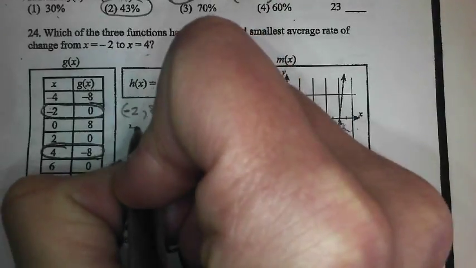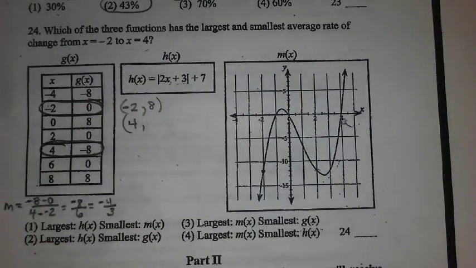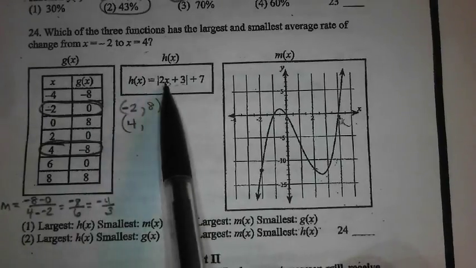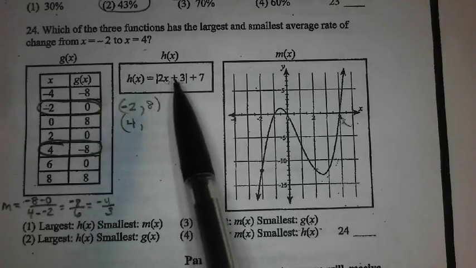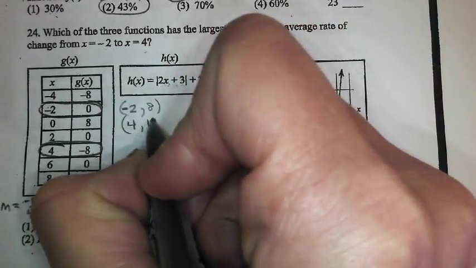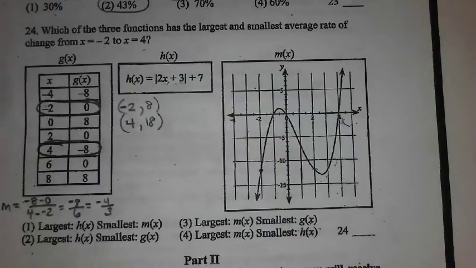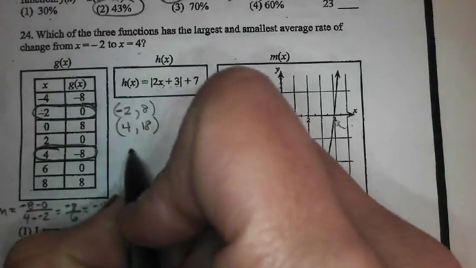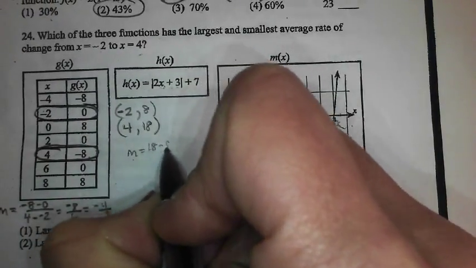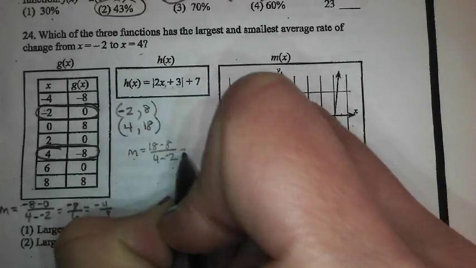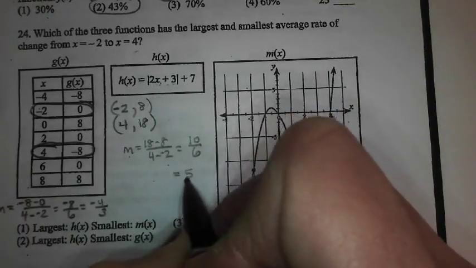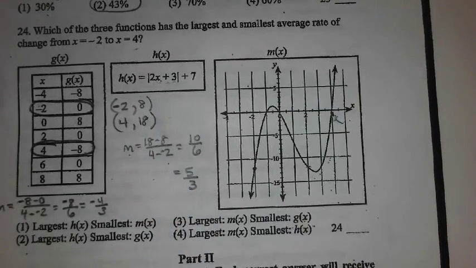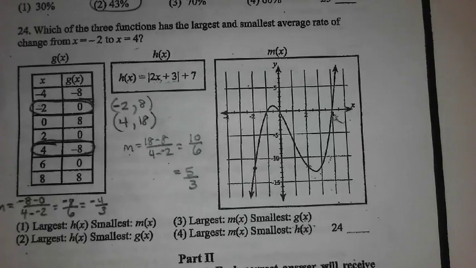Plug in your 4, which is your ending x coordinate, and figure out its y coordinate. So 2 times 4 is 8. 8 plus 3 is 11. Absolute value of 11 is 11. 11 plus 7 is 18. So your slope formula there, 18 minus 8 over 4 minus -2, is 10 over 6, which reduces to 5 over 3. Any questions so far?